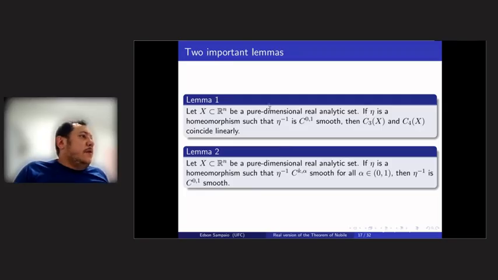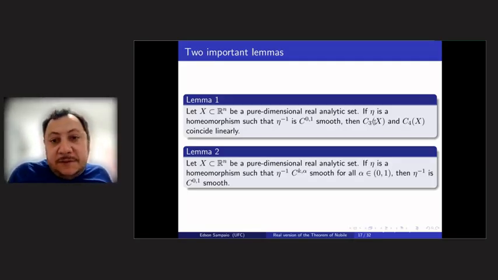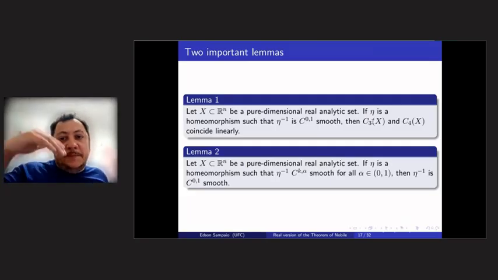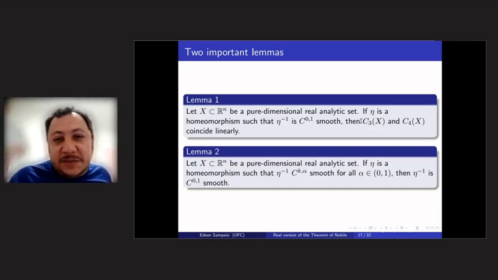For instance, in the case where X is a real analytic set, if eta is a homeomorphism and the inverse is C^{0,1} smooth, that means locally Lipschitz. This is just another way to say the inverse of eta is locally Lipschitz. Then C3 and C4 coincide linearly. With this lemma, I can apply the theorem to prove Theorem 1. Theorem 1 is, more or less, the theorem for real analytic sets.